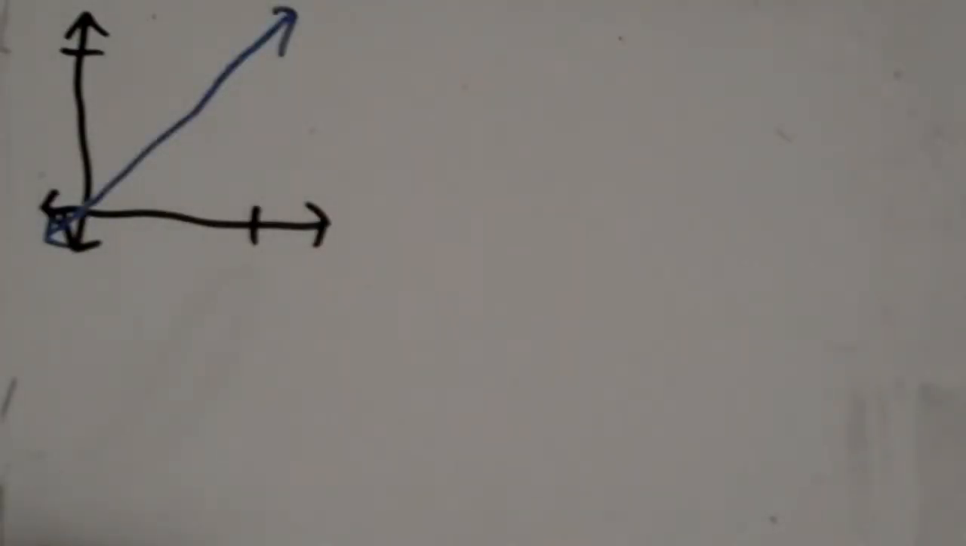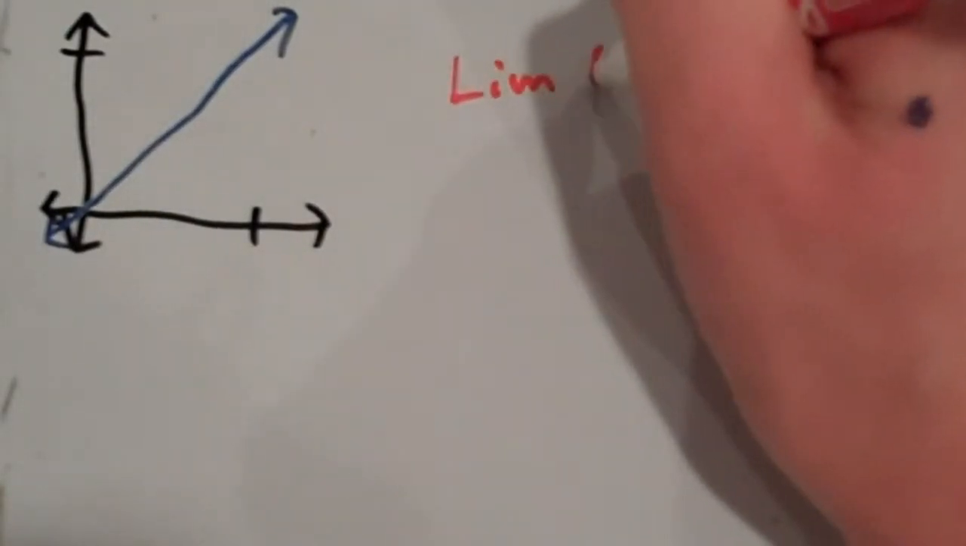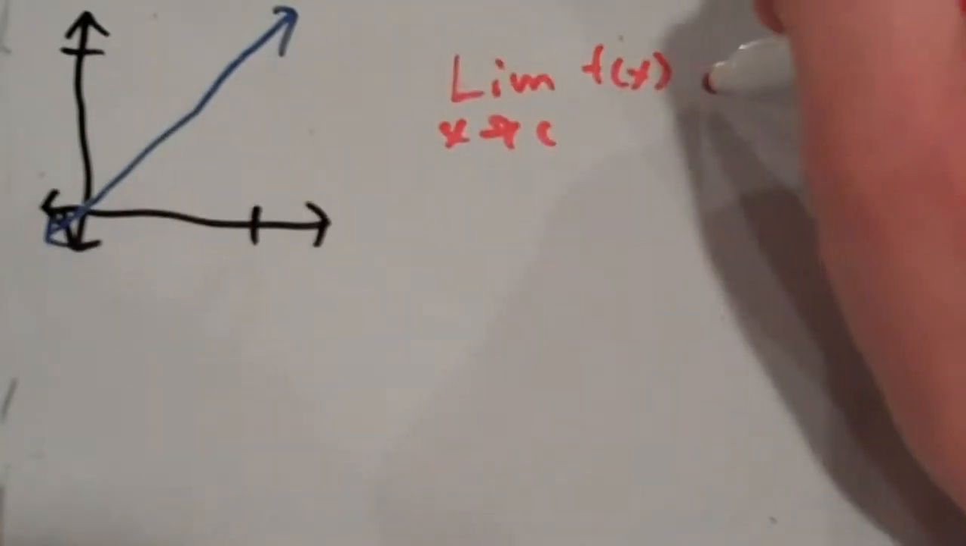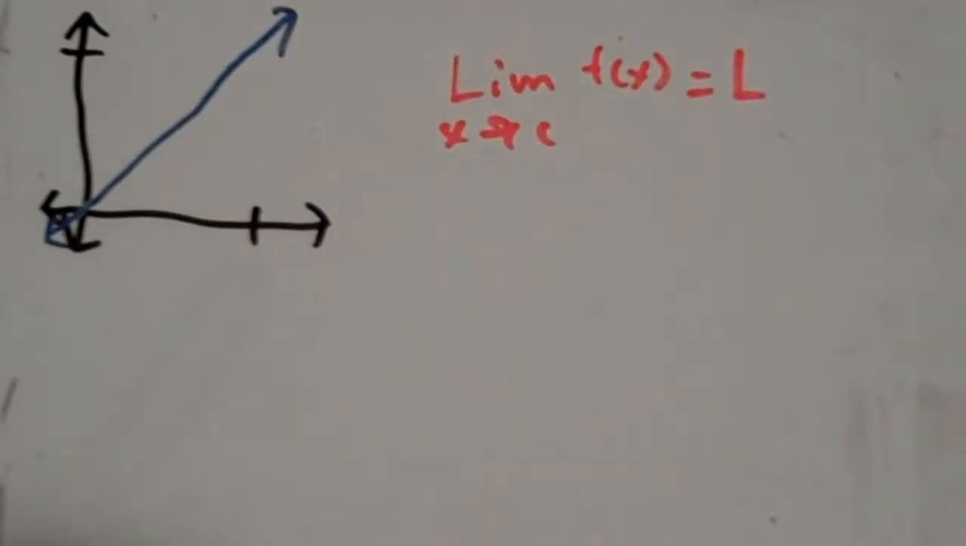I'm going to explain limits. Now, a limit is the number L that y approaches for a function as x approaches c. So this allows us to figure out what number y approaches, or what number y is, essentially, as x approaches c, or x becomes c.